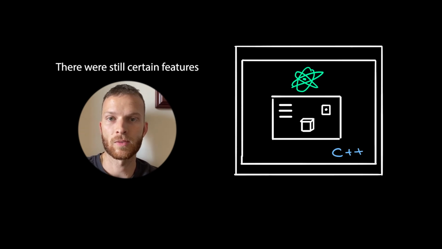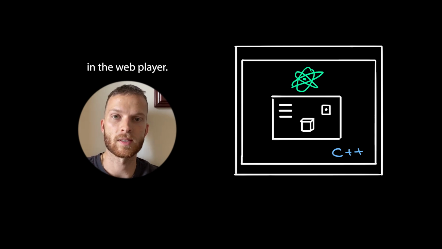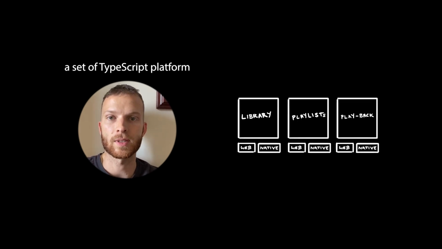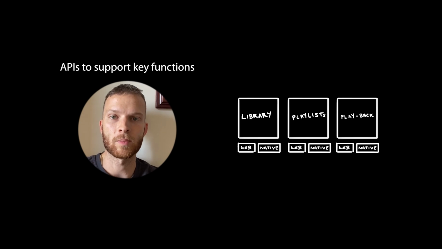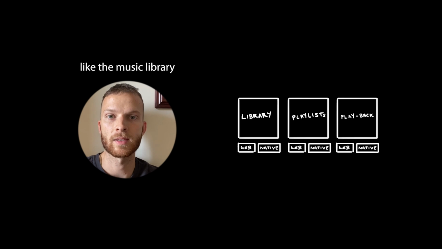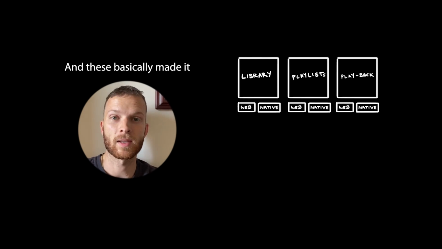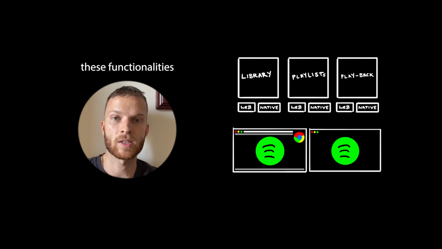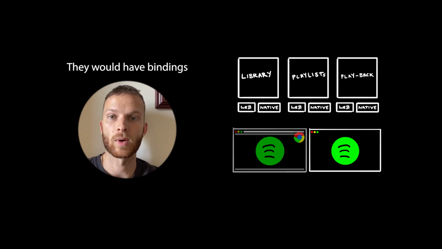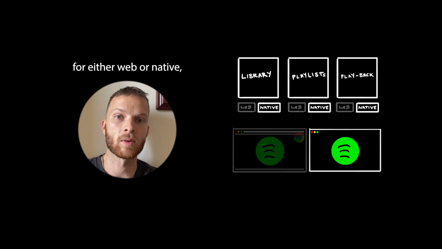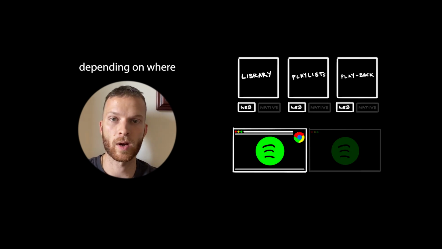There were still certain features that the desktop app uniquely needed to support, like downloading and offline playback, which wouldn't exist in the web player. So the team built a set of TypeScript platform APIs to support key functions like the music library and playlists and song playback. And these basically made it so that accessing these functionalities was platform agnostic. They would have bindings for either web or native, depending on where it was running.